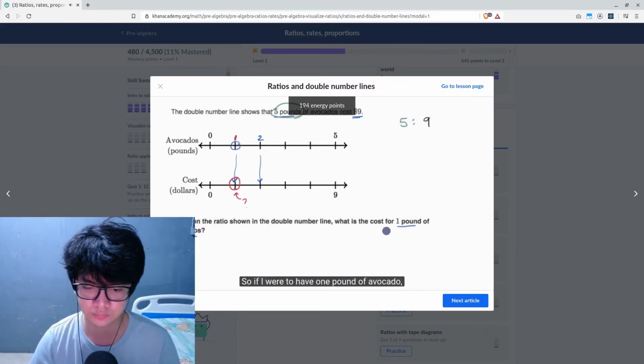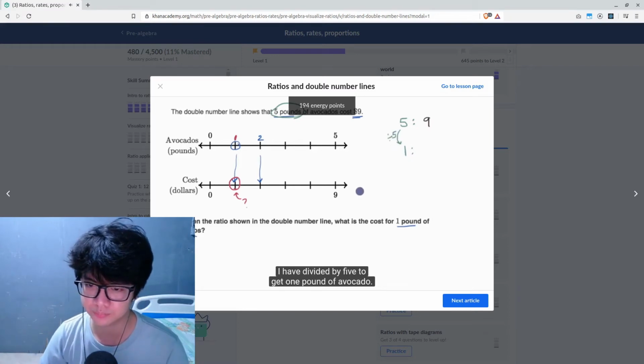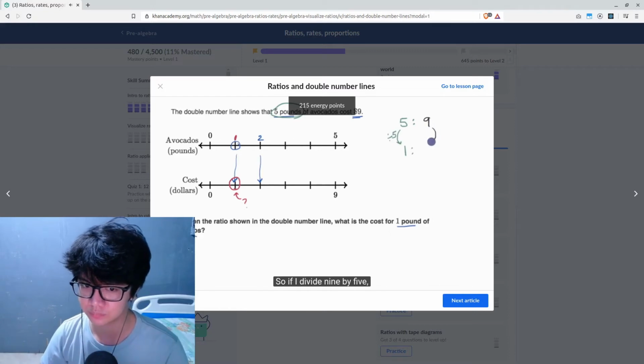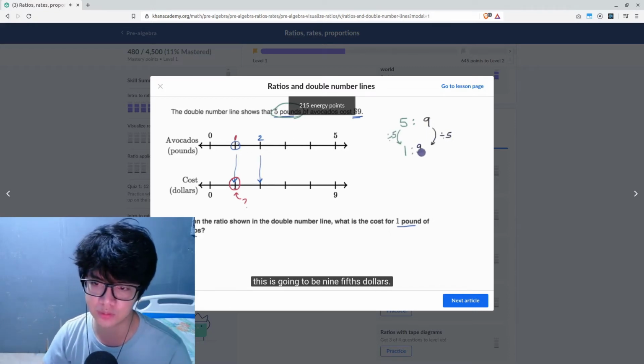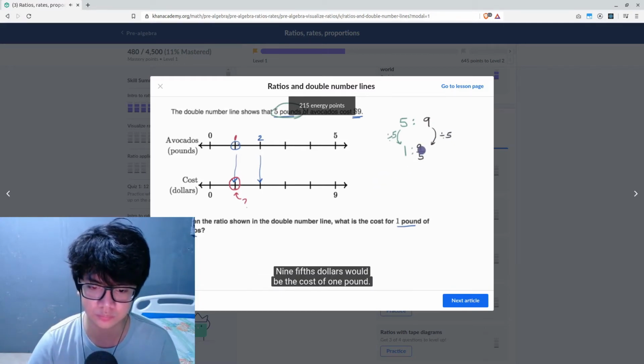So if I were to have 1 pound of avocado, I have divided by 5 to get 1 pound of avocado. I would have to do the same thing for the cost. So if I divide 9 by 5, this is going to be 9/5 dollars, which would be the cost of 1 pound. Well, 9/5 isn't always the most natural way to write money.